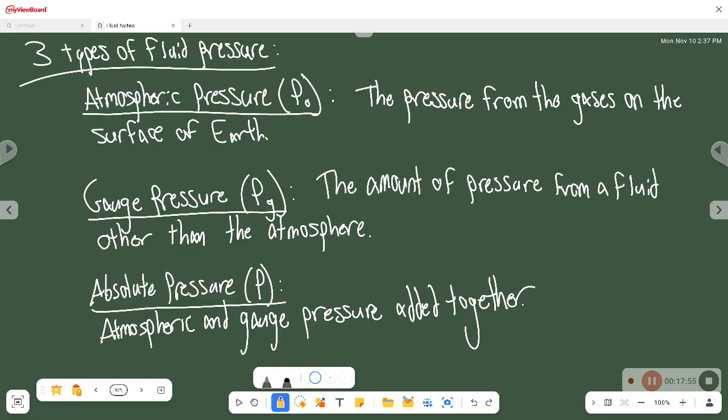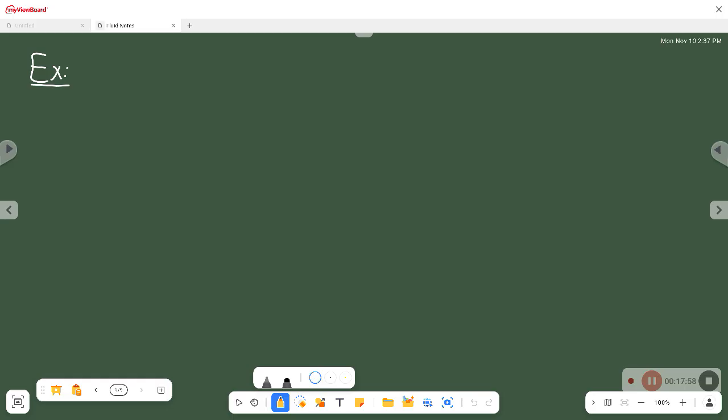Next up, final thing, we have a couple of example problems. Example problem 1 says a 40-centimeter tall glass is filled with vegetable oil to a depth of 30 centimeters. The density of the vegetable oil is 800 kilograms per meter cubed. What is the gauge pressure at the bottom of the glass? So we know density is 800 kilograms per meter cubed. We know that the depth is going to be 30 centimeters.